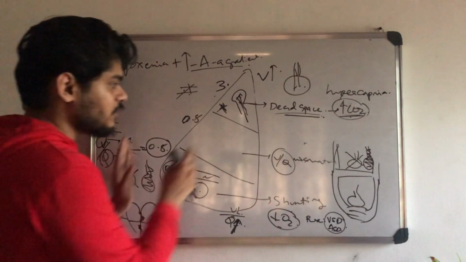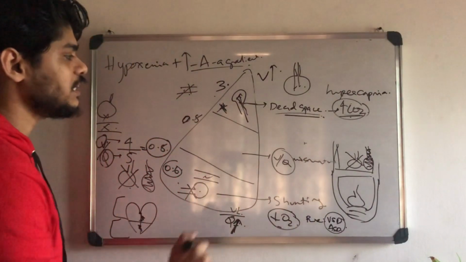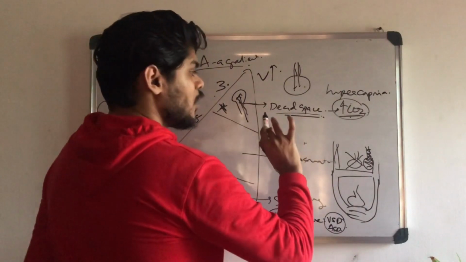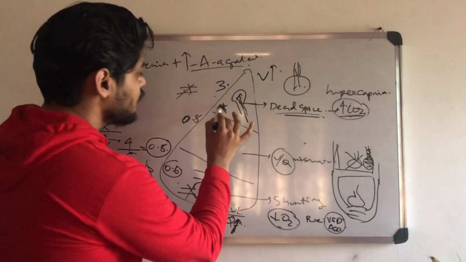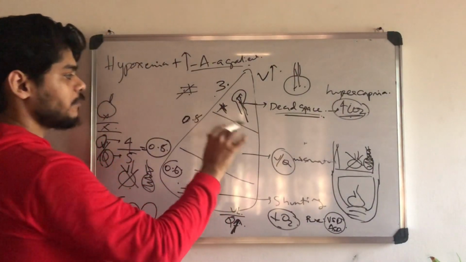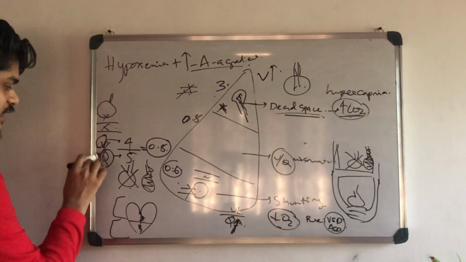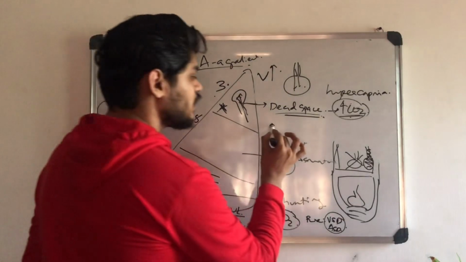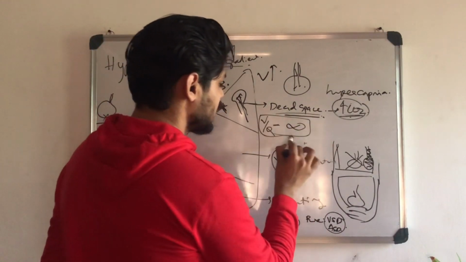And see one more thing. So let's consider V by Q of dead space, V by Q of mismatch, and V by Q of shunting. Let's see V by Q of dead space. In pure dead space, we don't have perfusion, right? Perfusion is equal to 0. That means Q is equal to 0. Anything divided by 0 is infinity. So V by Q in dead space is equal to infinity.